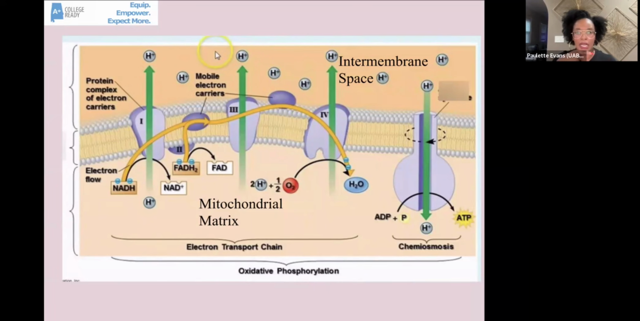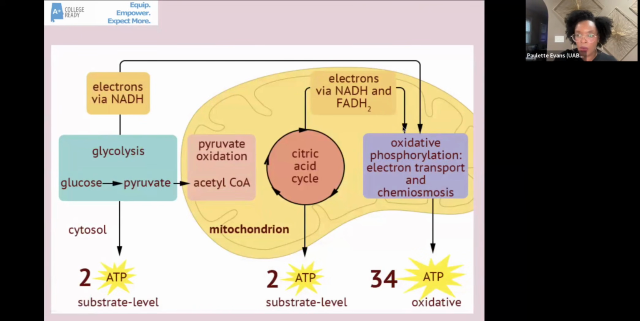I'm trying to see if there's anything else super important here other than in prokaryotes. Remember, they don't have mitochondria, but they do have a cell membrane that looks a lot like this. So this process will occur there. And so if I go to the picture just before, this is where we were. This is where we are right here.